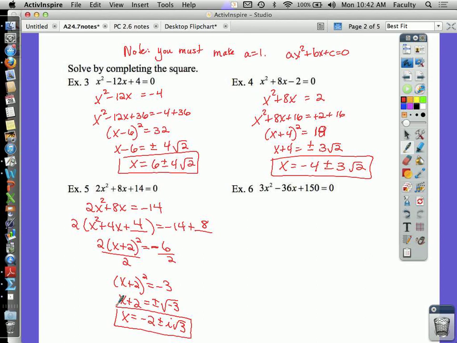Alright, so we have one extra step now when there is a number in front of x squared. So here we go. Let's try example 6. We're going to subtract the 150, and then you're going to pull out the 3, but anticipate what we need to add to both sides of the equation.